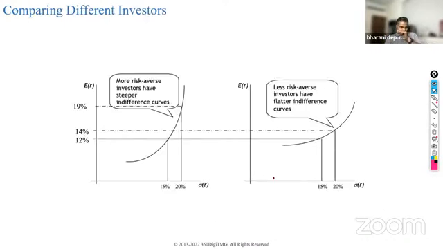So suppose you have two investors. This is related to investor A, this to investor B. If both of these people are getting 12% return on investment for 15% risk that they are taking, 12% return is what they get for 15% risk. And suppose A is a risk averse person and B is risk taking, less risk averse.